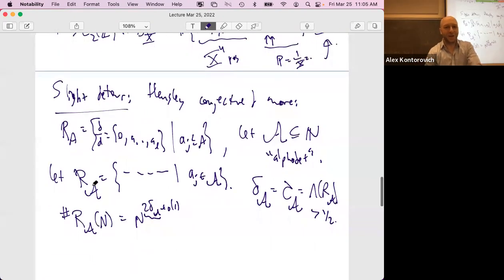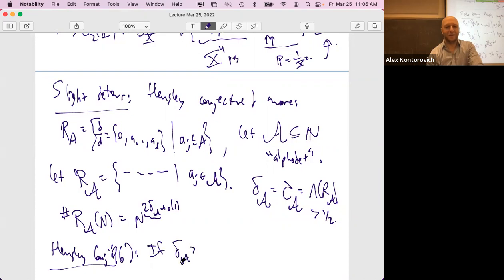Okay, so Hensley conjectured, in '96 I want to say, that if delta A of this alphabet is bigger than a half, which is the case for 1 and 2, but is not the case for 1 and 3, for example. Already if you allow the digits 1 and 3, but not 1 and 2, then this dimension drops below a half.